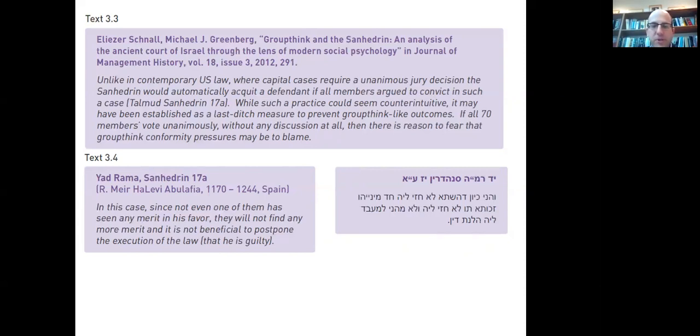There's a very strong prohibition about postponing the sentence so the person is not in more psychological pain. But the Yad Ramah is engaging in a deep philosophical debate with Maimonides here. Where is truth? When everyone is in agreement or when everyone is arguing?